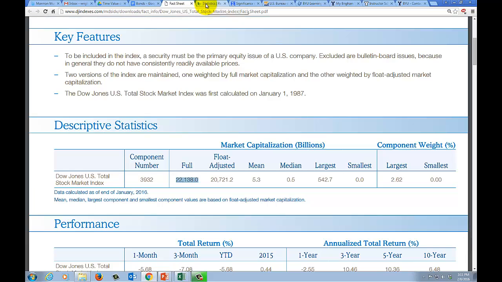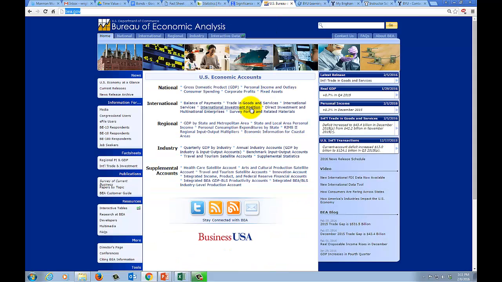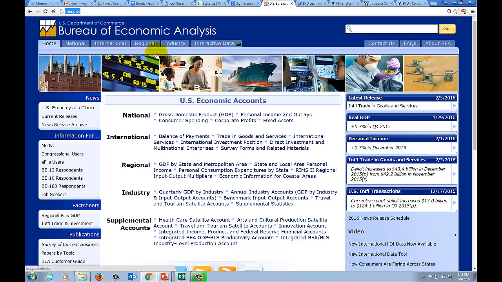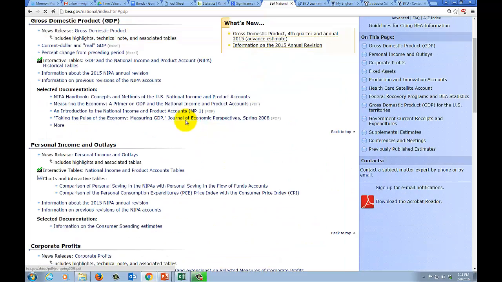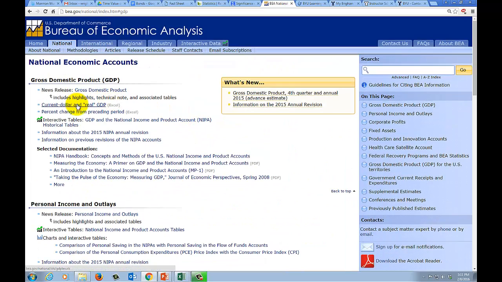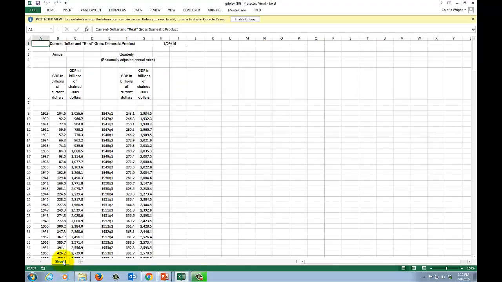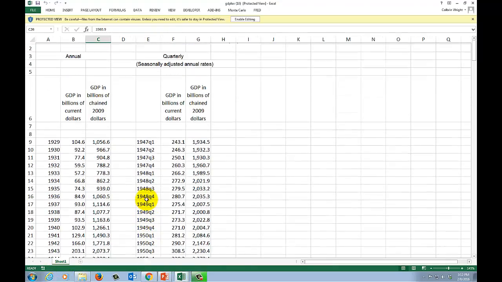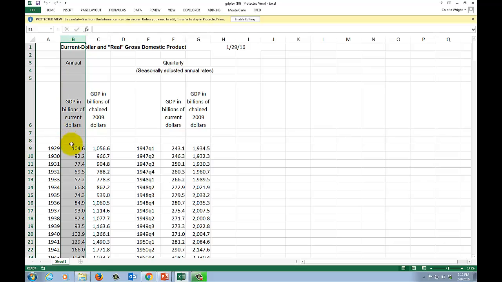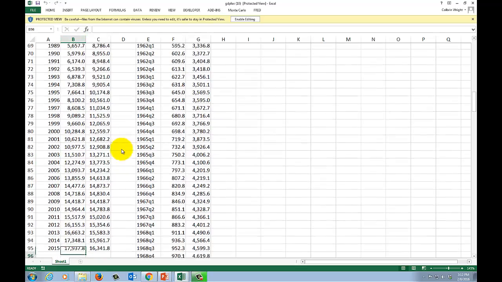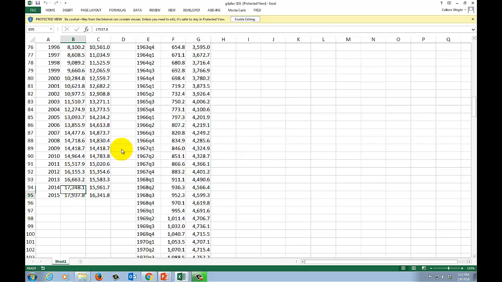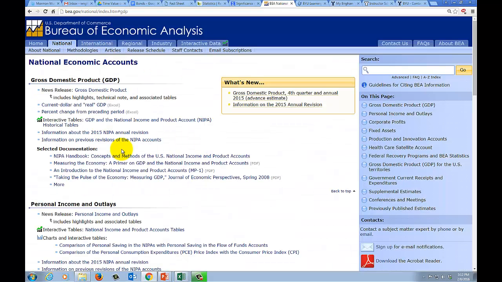Might be worth our time to take just a minute to go and look at GDP data. The place to go is the Bureau of Economic Analysis. You can see right here on the front page is gross domestic product. We can come up here and you can actually pull up this, which is a spreadsheet showing you GDP. So here's that spreadsheet, and here's the column that you'd want to keep your eyes on. That's what we would call nominal GDP. And you can see that in the most recent reading in 2015, GDP was at $17.9 trillion for the U.S.